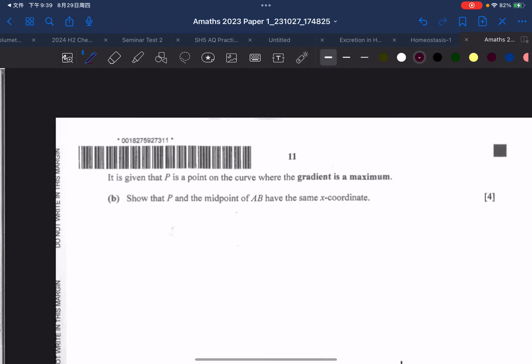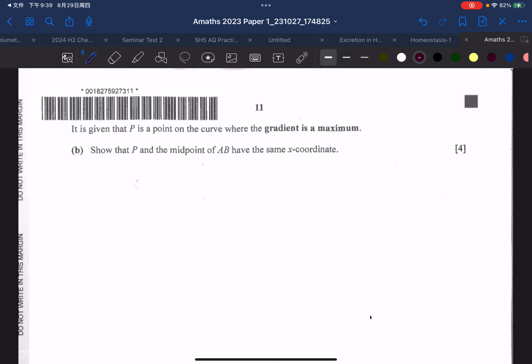This is easy only. Okay, so it is given that point P on the curve is where the gradient is maximum. So show that point P and the midpoint of AB have the same coordinate. Okay, you just think a bit lah. You know that gradient maximum means what? You need to do your derivative test because you have 2 coordinates. So you need to see which of the x is actually the one that will give you the maximum.